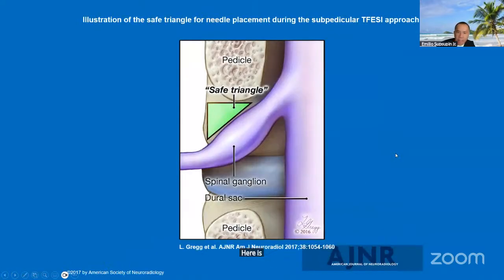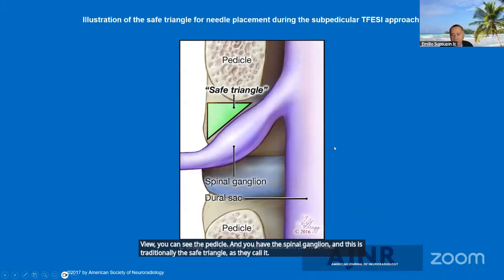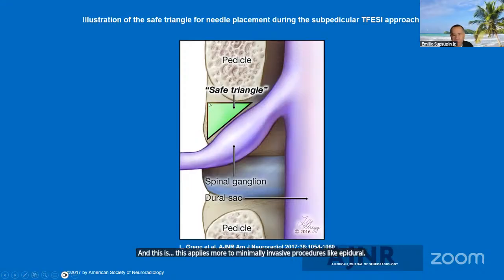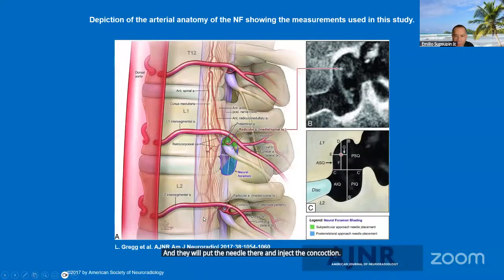Here is the classic, this is a sagittal view. You can see the pedicle, and you have the spinal ganglion, and this is traditionally the safe triangle, as they call it. And this applies more to minimally invasive procedures like epidural steroid injection. So below the pedicle, this is what we call the subpedicular approach, and they will put the needle there and inject the concoction.